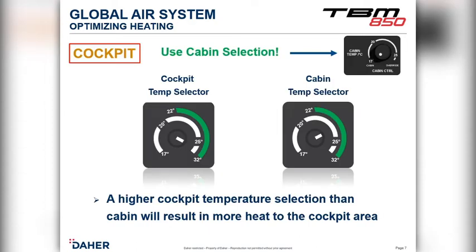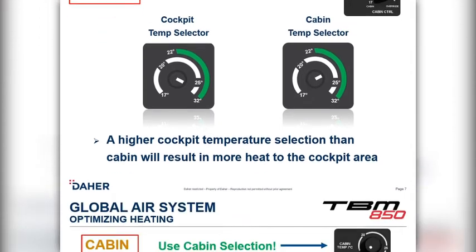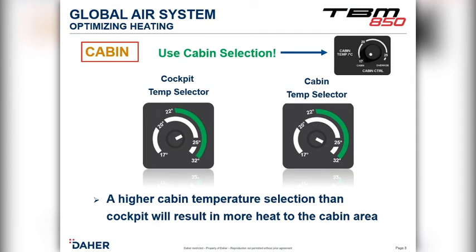To get optimal heating in the cockpit, use cabin selection, and then turn the cockpit temperature higher than the cabin selector. This will force more heat to the cockpit area. If you wish to make the cabin a little bit warmer for your passengers than you as the pilot are up front, again, turn the selector to cabin. Put the cockpit temp selector lower than the cabin selector, and that will force more heat to the cabin area.